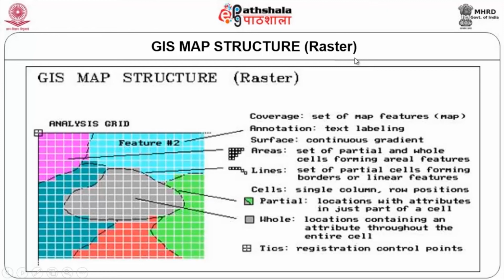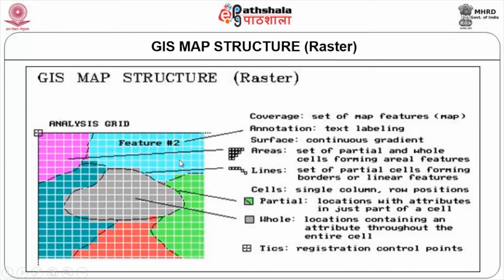Your GIS map structure, what does the GIS map structure mean in the case of your vector data? This one coverage is the entire coverage, and as you know, in the case of vector data, it is a set of map features, maybe a point, line and area. Obviously, annotation is also text labeling, and the surface will be a continuous gradient. In the case of vector data, if it is a line, it will be discontinuous, that is all, there will be no more objects in between. But in the case of raster, irrespective of whether it is line or polygon or point data, it will be a continuous gradient.